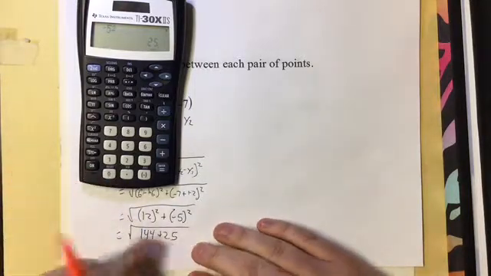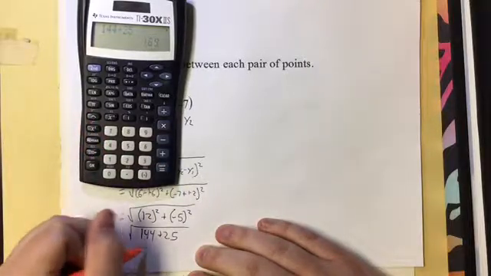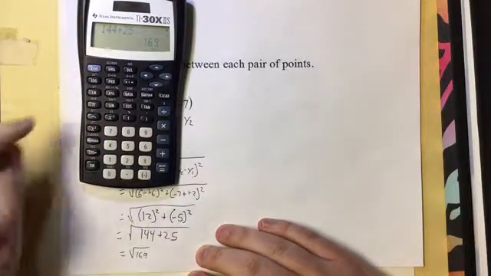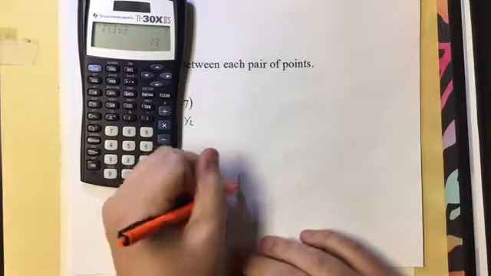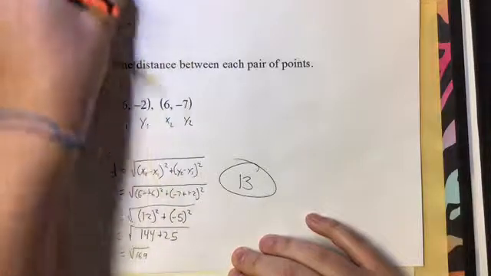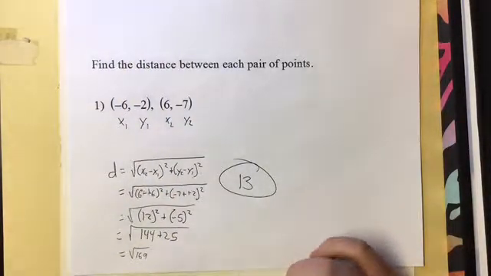So now I do 144 plus 25, and I get 169, and the square root of 169 is 13. So my distance is 13. Remember, if you get a negative number, when you square it, it has to be positive.